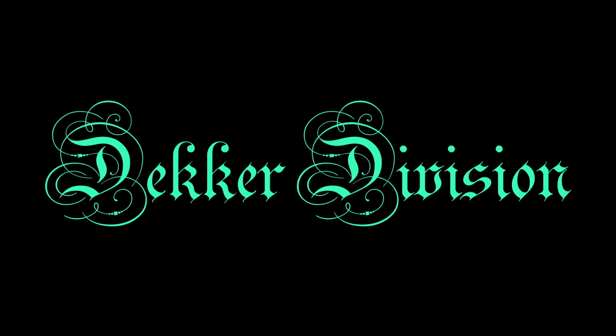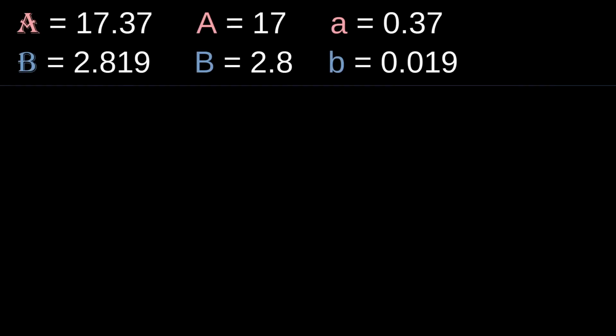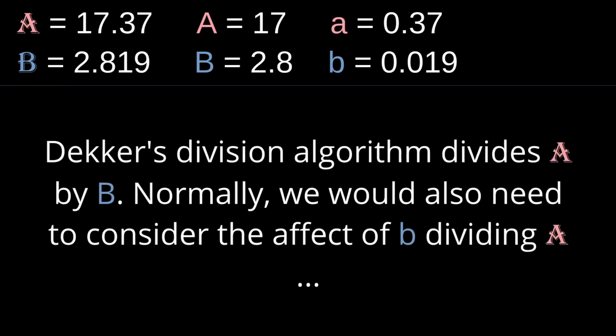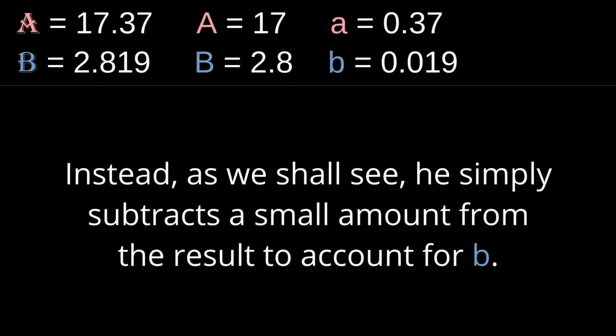Here we go, Dekker division. Alrighty, we've got double-doubles A and B. We've got 17.37 stepping into the ring this time, and we're going to divide that by 2.819. Capital A equals 17, lowercase a equals 0.37, capital B equals 2.8, and lowercase b equals 0.19. Now, Dekker division is really, really clever. I love how succinct it is. There's no computation of anything that we don't need, which means that basically what we're going to do is divide the double-double A by the upper half of B, since whatever the division of the lower half of B is, it won't actually be represented in the final result. I love that economy, it's really smart.